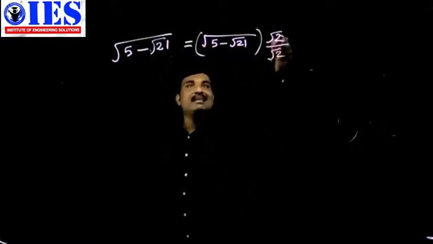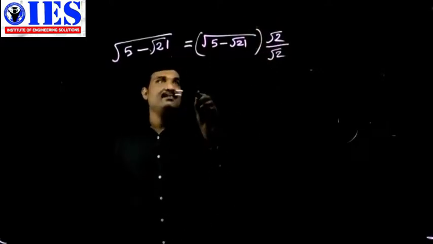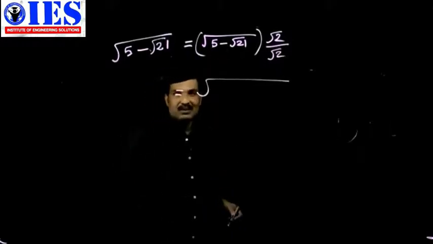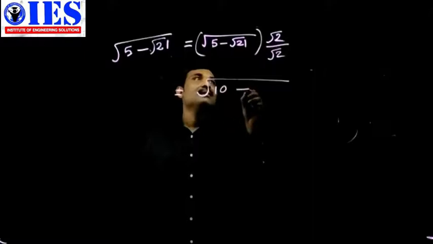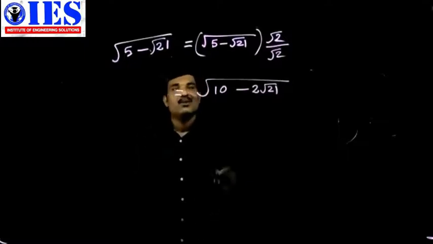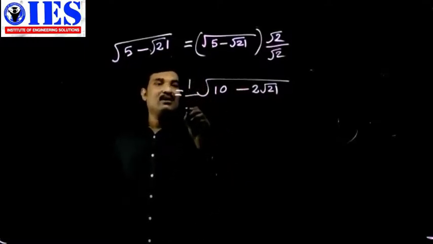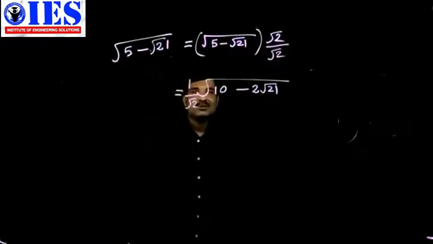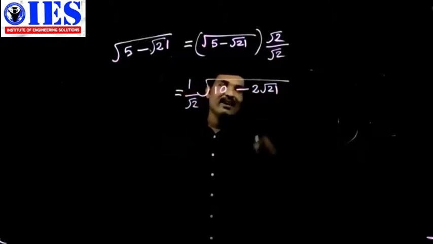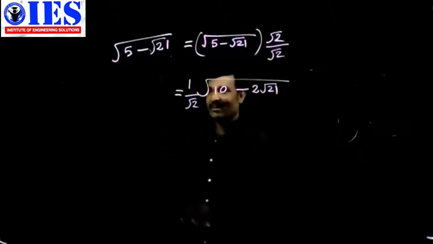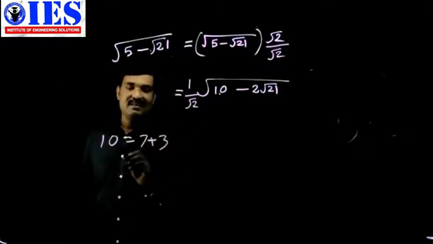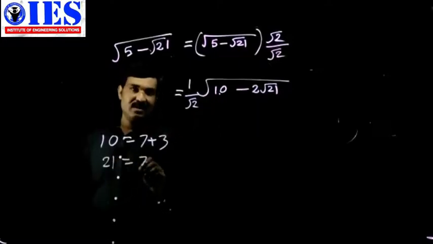Now take this 2 inside the square root. So this term becomes root 5 into 2, that becomes square root of 10 minus 2 times square root of 21, whole divided by root 2, so 1 by root 2. Now we can choose two numbers so that the sum is equal to 10 and product is equal to 21. We have already manipulated a 2 here. So we can write this 10 as 7 plus 3, and this 21 as 7 into 3.